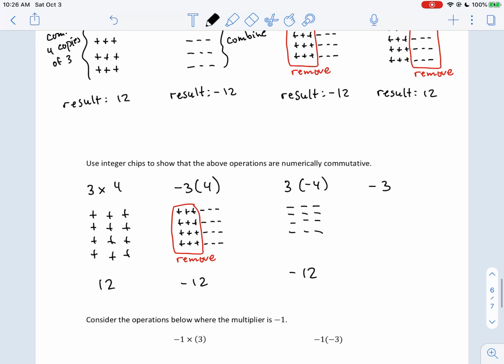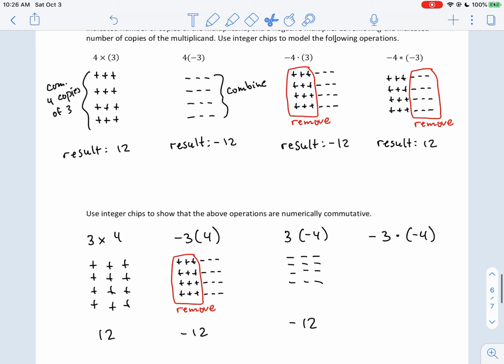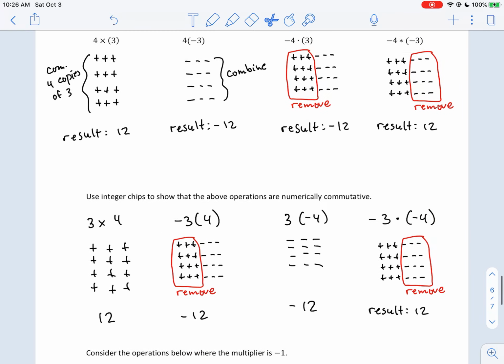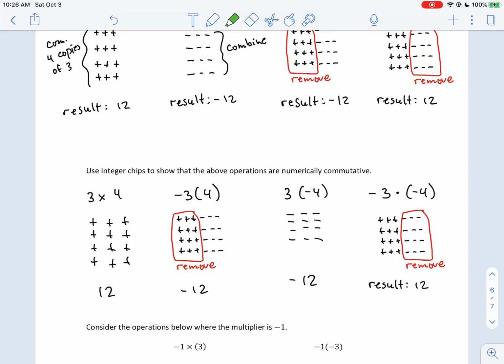And then finally, the last one, let's remove 3 copies of negative 4. Remove 3 copies of negative 4. It's going to really wind up being this result. Just that your copies now are, there's 1 copy of negative 4, a second, and a third. Remove 3 copies of negative 4, and we get 12 left.